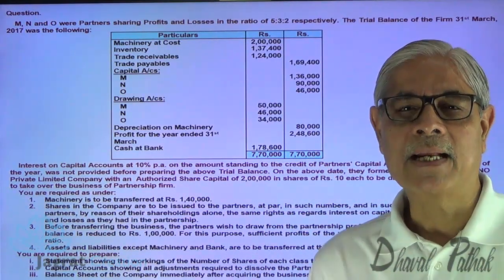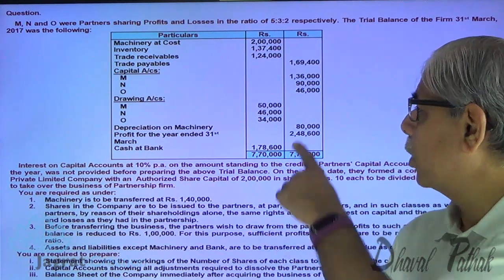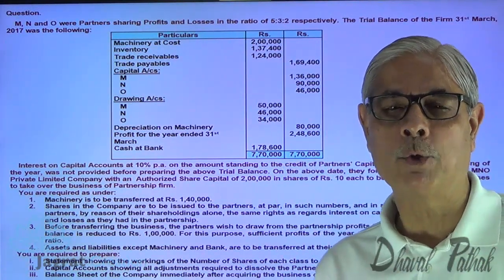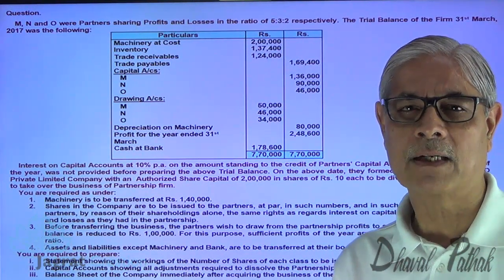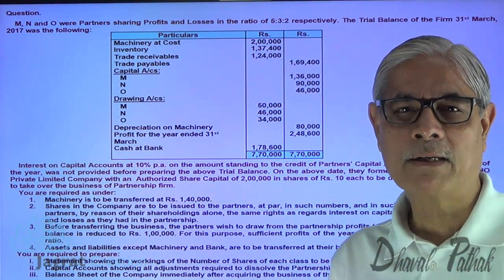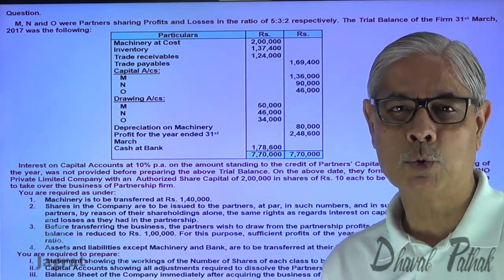So, partners are entitled to have an interest on capital at the rate of 10%. So, from these profits available, we are required to give interest to the partners at the rate of 10% on the opening balance of partner's capital account. Whatever the profit is left thereafter will be distributed in the ratio of 5:3:2.